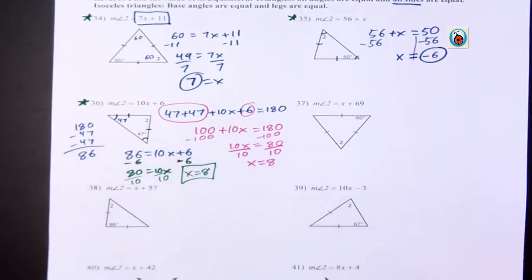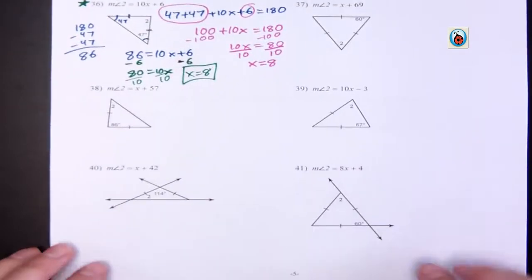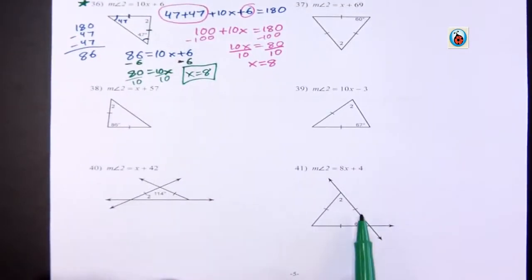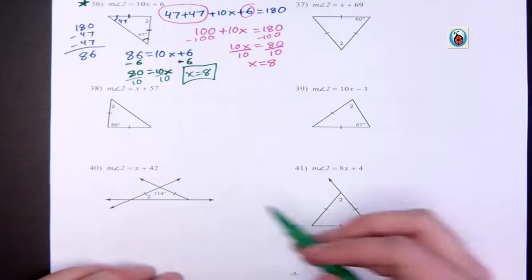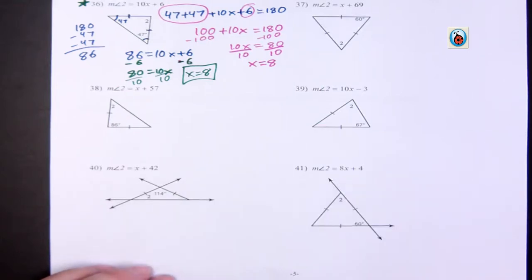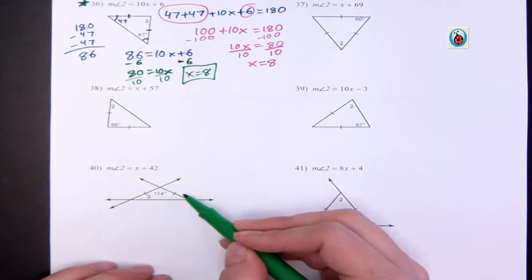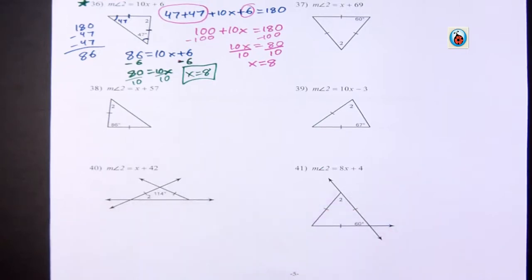And so you go ahead and do this. When you get to 40 and 41, it's the same thing. We just have some extra lines which are the distracting lines, so you just have to look at what your actual triangle is.